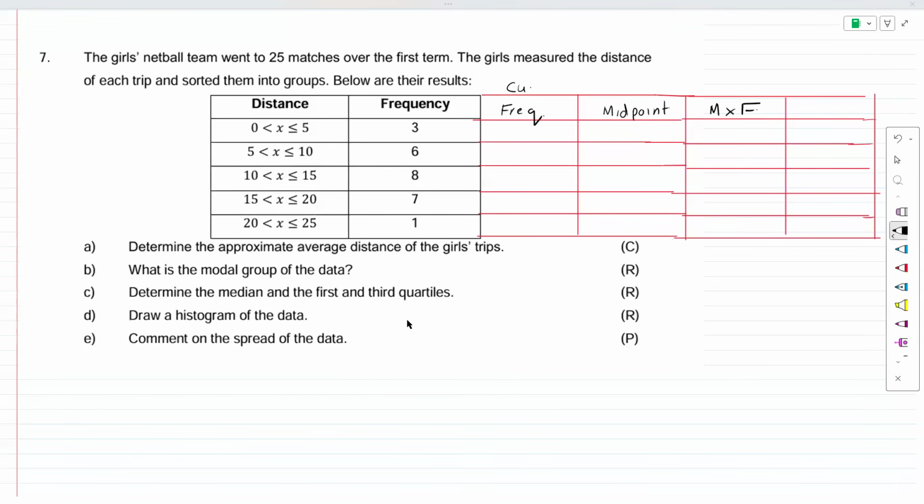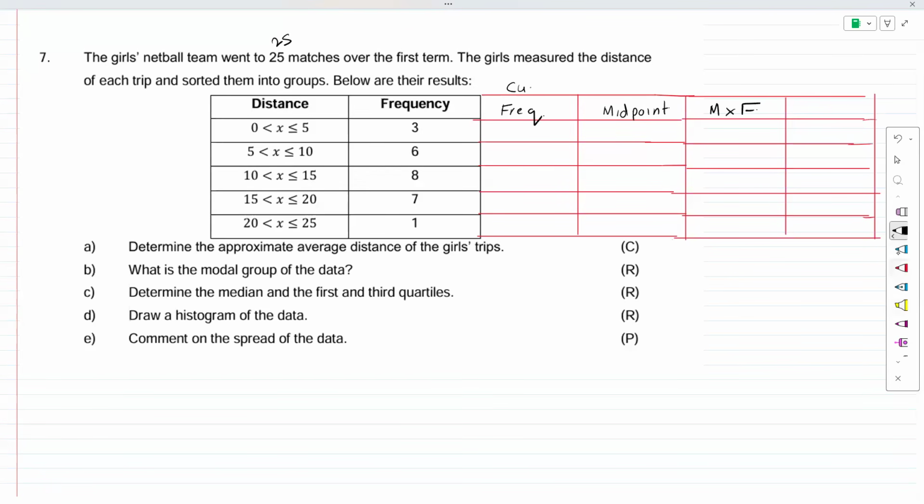Okay, guys. The next question, question 7. The girls' netball team went to 25 matches. So the total is 25, right? Over the first term, the girls measured the distance of each trip and sorted them into groups. Below are the results.